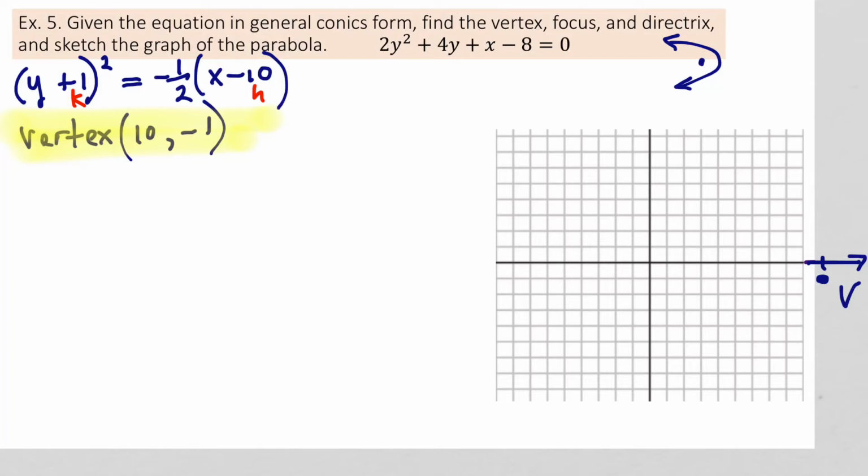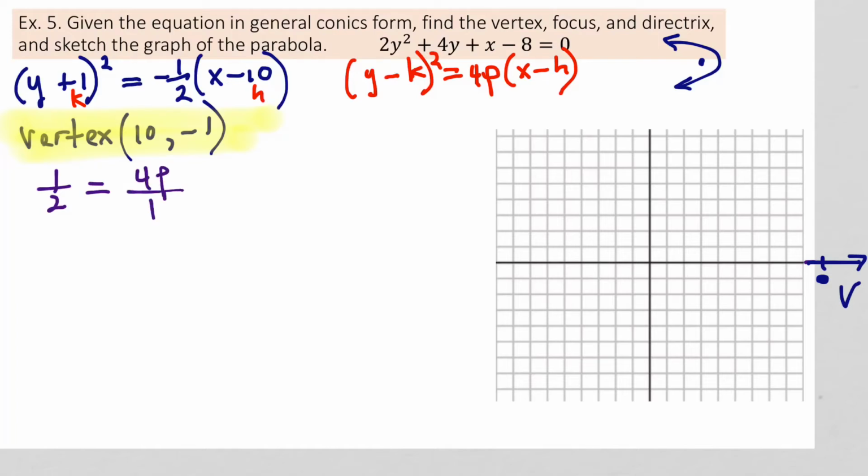All right, so now we're going to find the focus. So remember that this 4p resides in this spot right here. So in our equation, 1/2 is equal to 4p. So 1/2 is equal to 4p, or 4p is equal to 1/2. So I can do cross multiplying. 8p is equal to 1 times 1. p is equal to 1/8. All right, so we have a fraction for p.